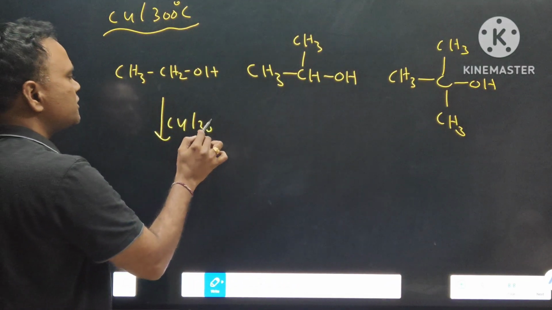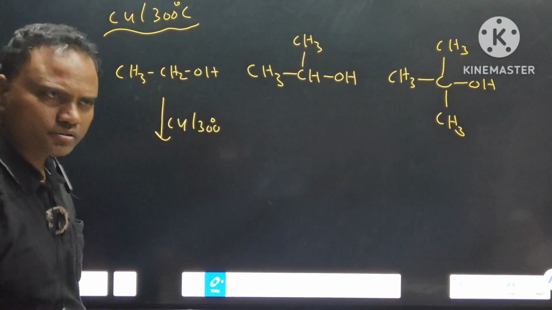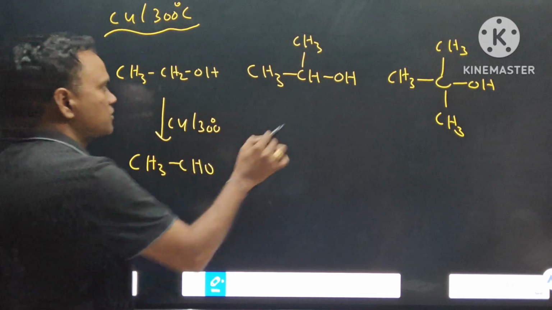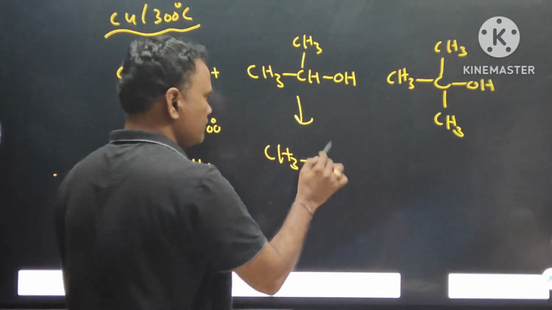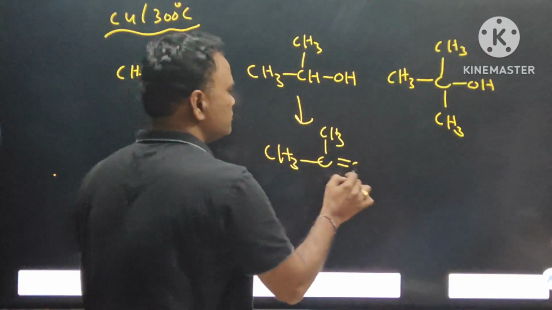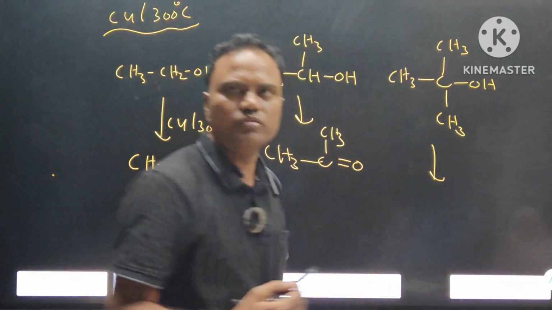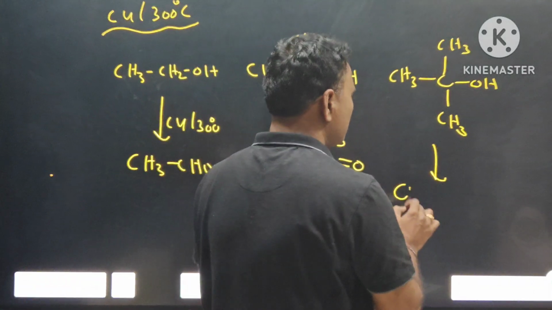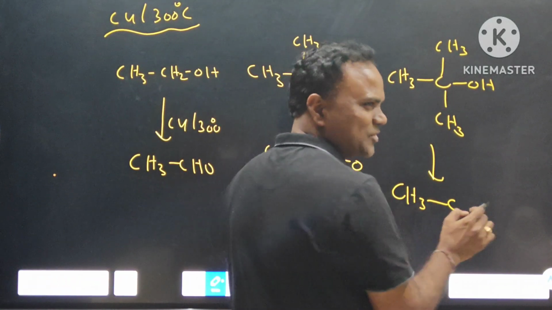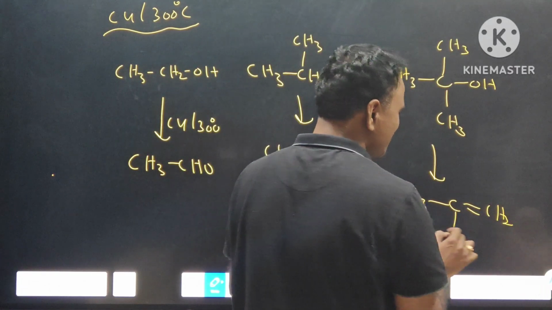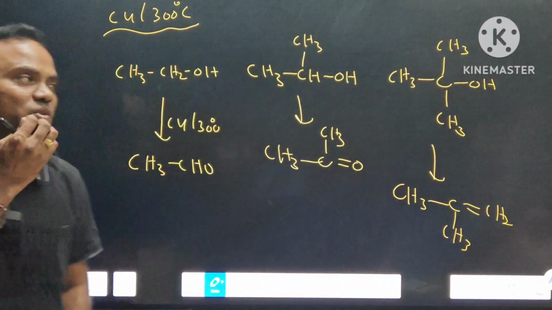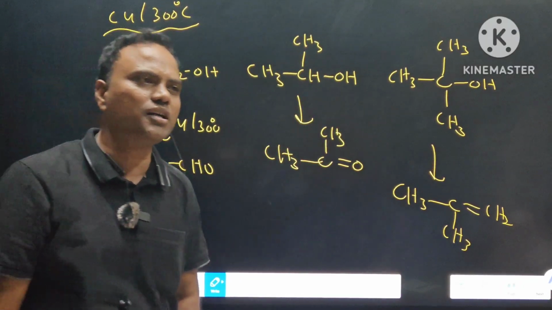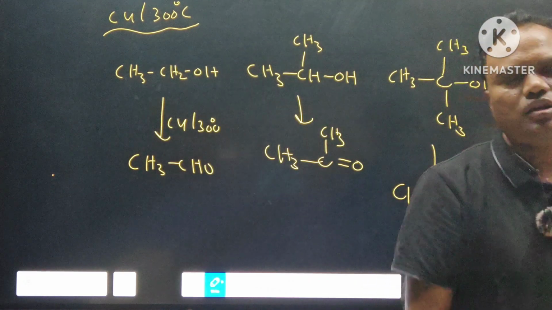With copper at 300 degrees centigrade, what is the product? What is the product here? Aldehyde is formed, CH3CHO. Here ketone is formed. Here copper 300 degree. Who will tell? Who are preparing regularly? Particularly I mentioned, once go through the notes. So we can use copper 300 degree. So total 3 reagents are given to you to distinguish alcohol.